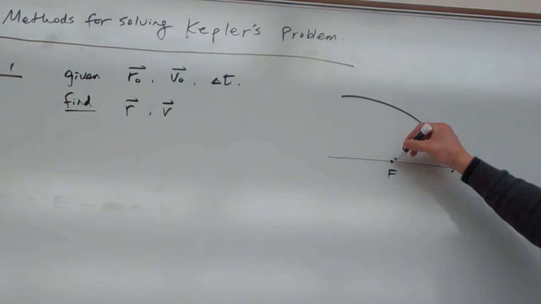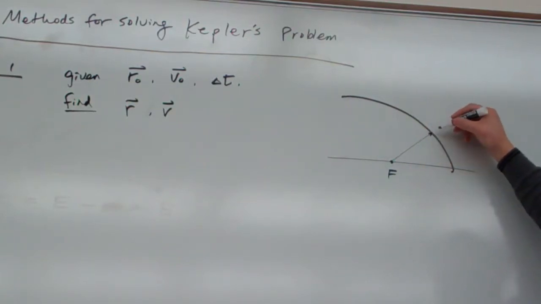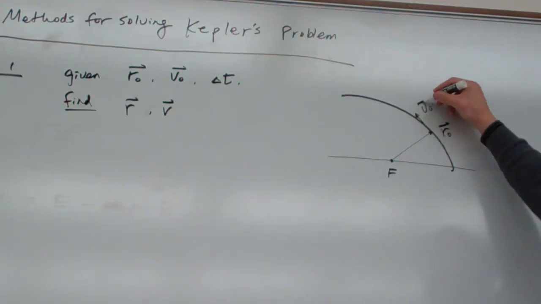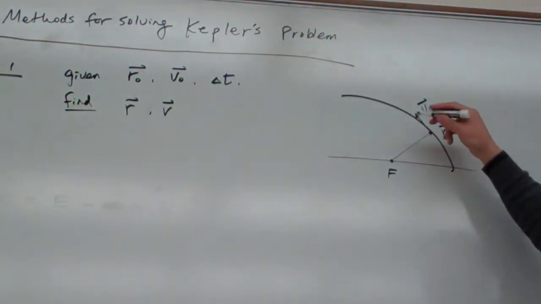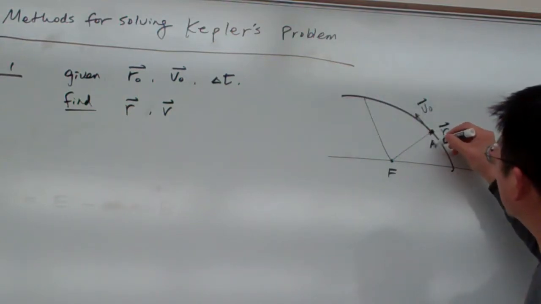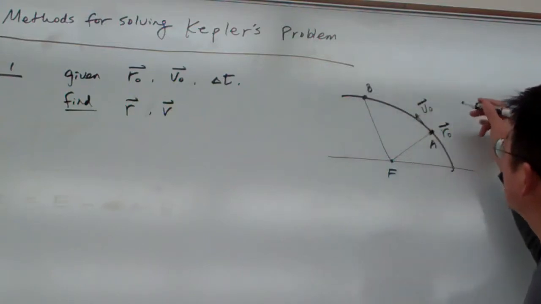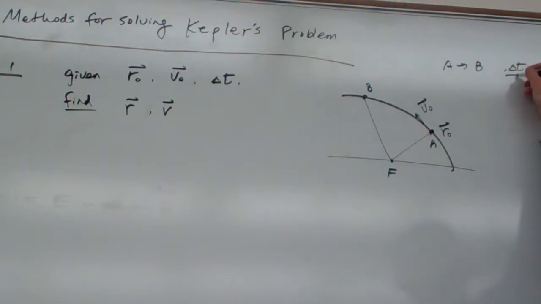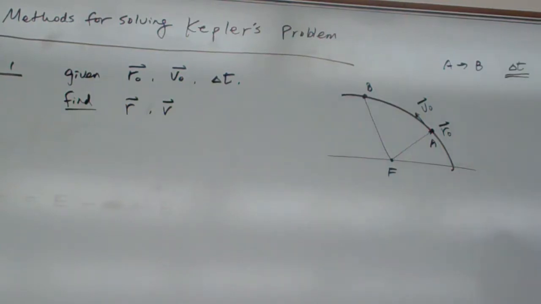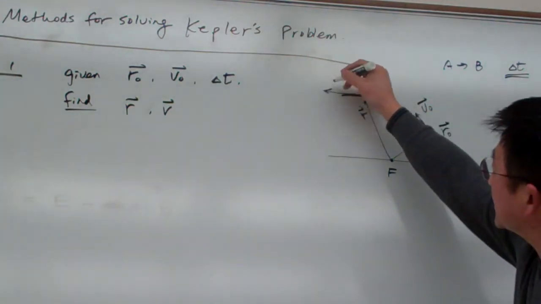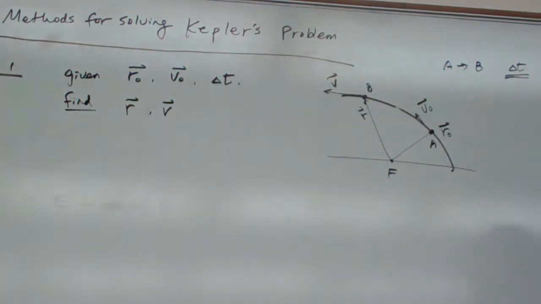For example here, this one is our initial position and velocity, and we are given this. Right now we want to know the motion from point A to point B. A to B spends a time of flight delta t. This one is given. So we want to determine the position R and the velocity V at point B. That is the problem statement here.